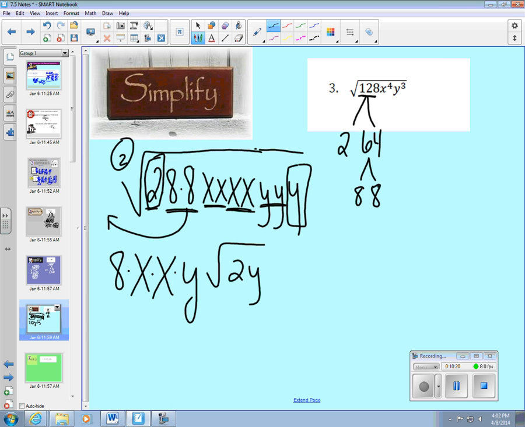So if we simplify this, we're left with 8 times x squared, x times y, times the square root of 2y. And that's your simplified radical.